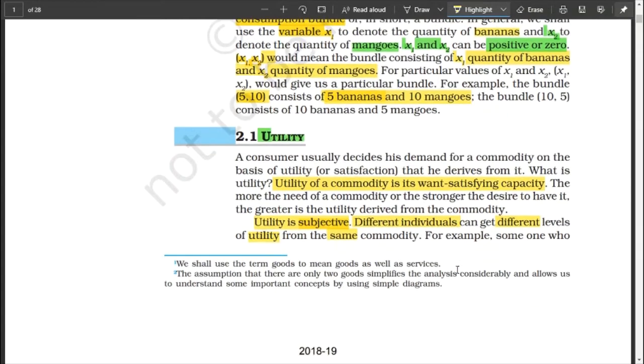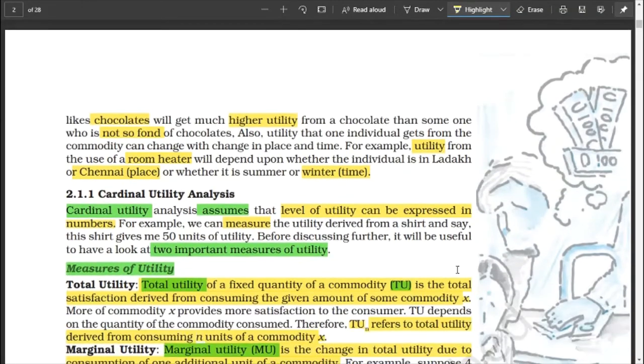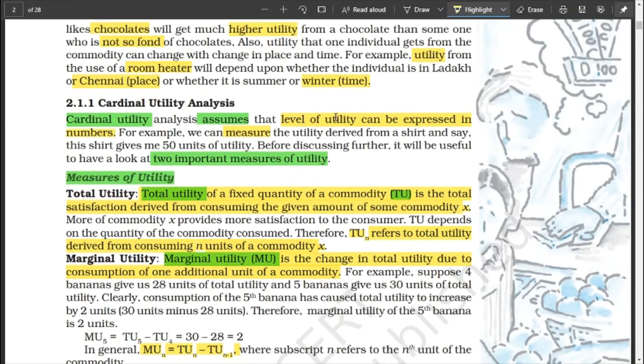For example, we talk about chocolate. For those who love chocolates, when they consume it, they eat it, they get higher utility. They get more satisfaction than those who are not so fond of chocolates. It differs from person to person. Those who like it get more satisfaction than those who don't.